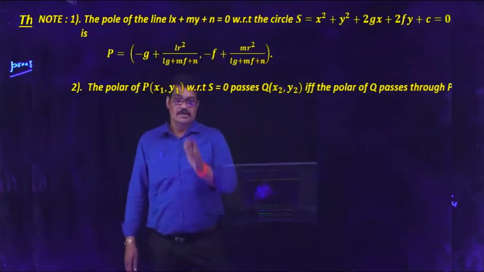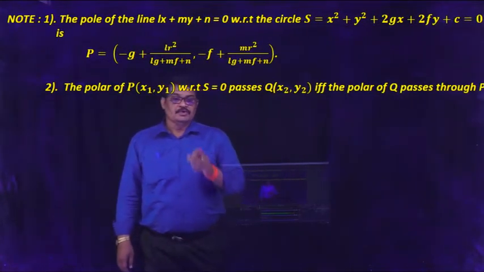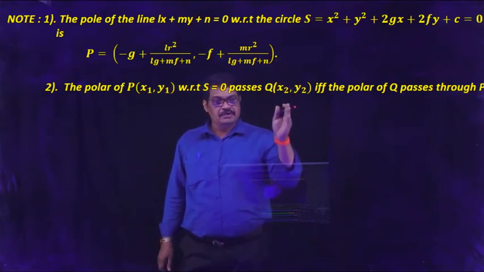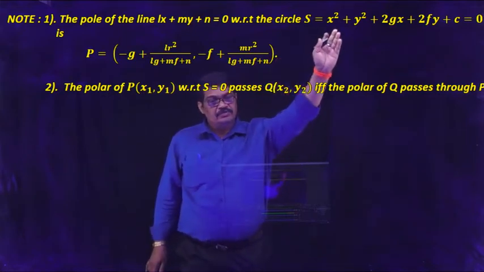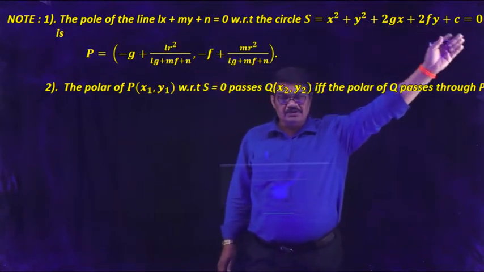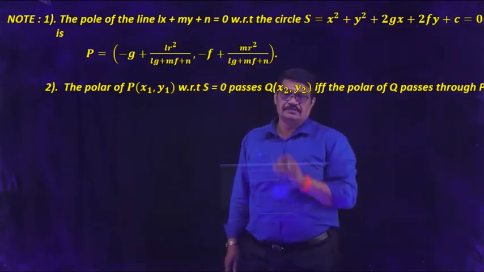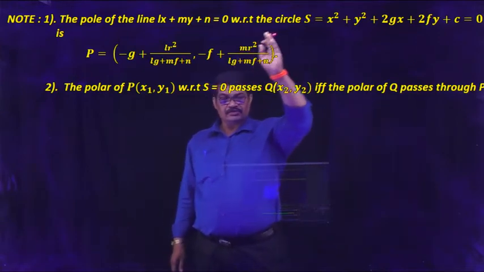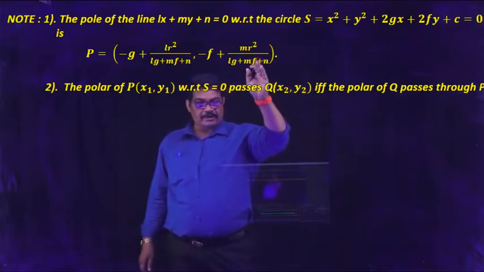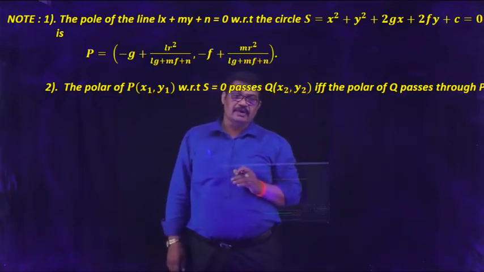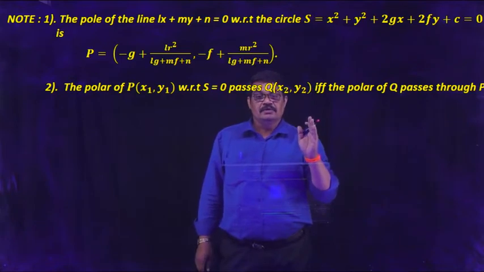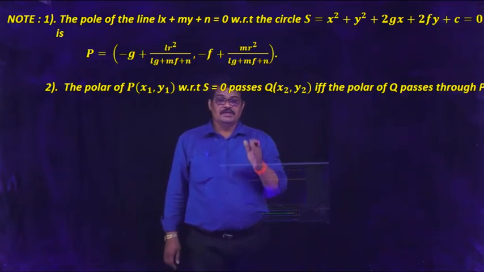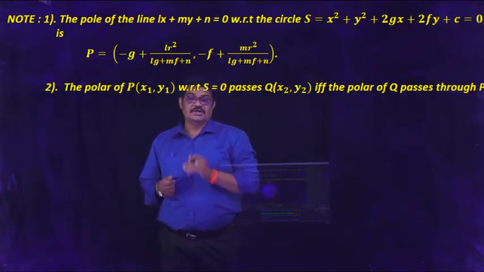Okay, next see the note here. The pole of the line Lx plus my plus n is equal to 0 with respect to the circle x square plus y square plus 2gx plus 2fy plus c is equal to 0 is P is equal to the formula minus g plus L r square by Lg plus mf minus n, minus f plus m r square by Lg plus mf minus n. This is the finding the pole of the line with respect to the general equation of the circle.